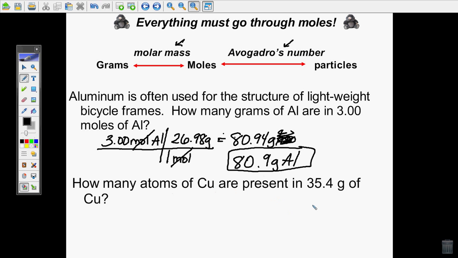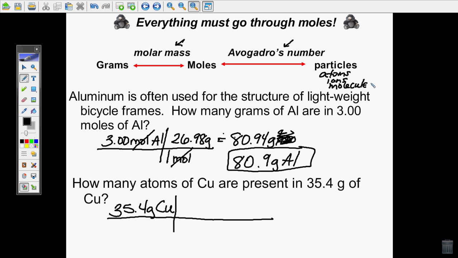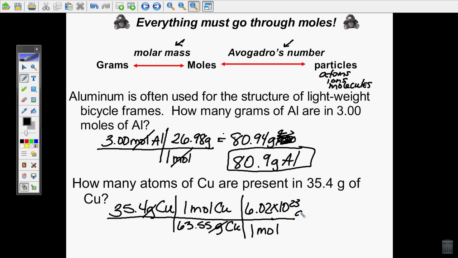How many atoms of copper are present in 35.4 grams of copper? Well, I'm going to start with my given, and I want to go to atoms. So first I have to go from grams to moles, and then moles to particles. Particles could be atoms, ions, molecules. Anytime it says one of those things, you have to use Avogadro's number. Okay, so I know from the periodic table that there are 63.55 grams of copper in 1 mole of copper. So my grams cancel. I also know that in 1 mole there is 6.02 times 10 to the 23rd atoms. Okay, so my moles cancel.